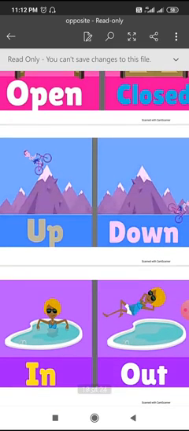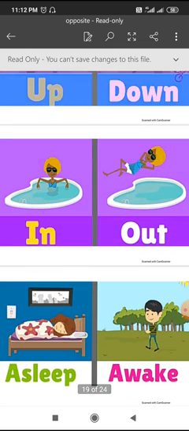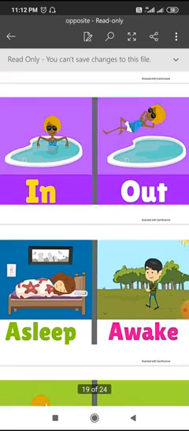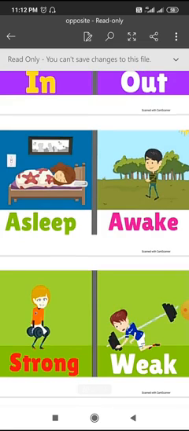Up and down, going upstairs and coming down stairs. Up and down, they both are opposite to each other. In, to be in something, and out, to come out from something. Asleep, when you are in sleep, that means asleep, and when you are not sleeping you are awake. So these are opposite to each other.